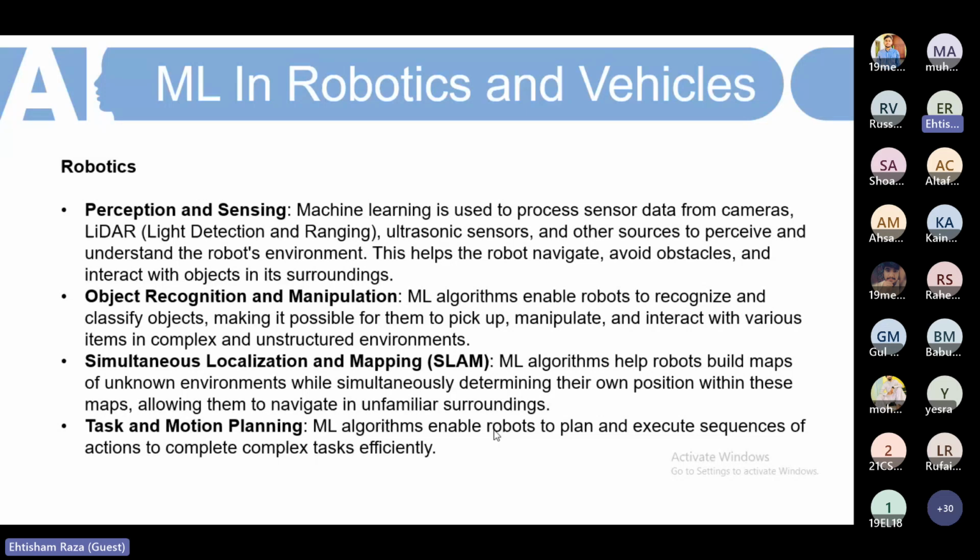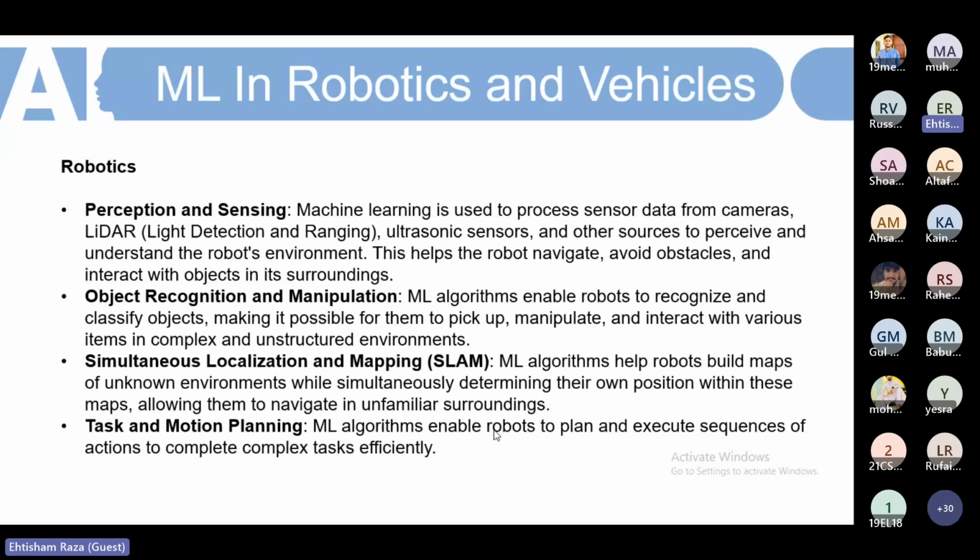Task and motion planning. ML algorithms enable robots to plan and execute sequences of actions to complete tasks efficiently. So how are robots planned? They are equipped with sensors. Those sensors send their output to the machine learning algorithm. So the machine learning algorithm tells the robot, if this kind of sensation is coming to me, what should the robot do?